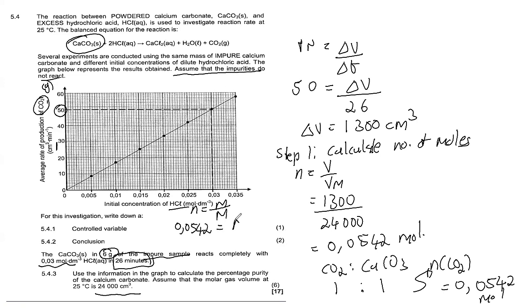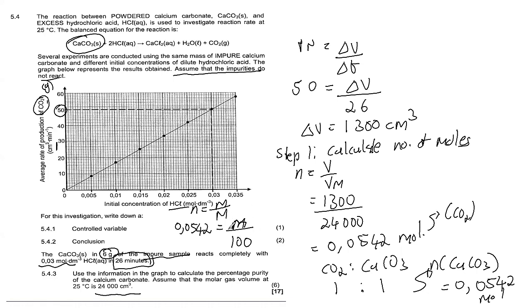The molar mass for calcium carbonate is 100. Allow me to correct here: I must say the number of moles of calcium carbonate, not of carbon dioxide, because this was the number of moles of carbon dioxide. Since the ratio is 1:1, the number of moles of calcium carbonate is still the same, 0.0542, the same as the number of moles of carbon dioxide.